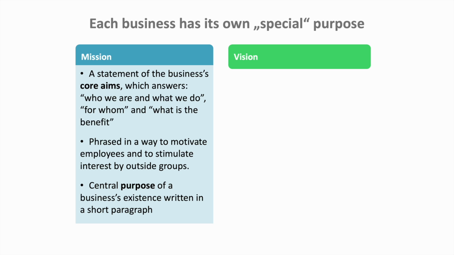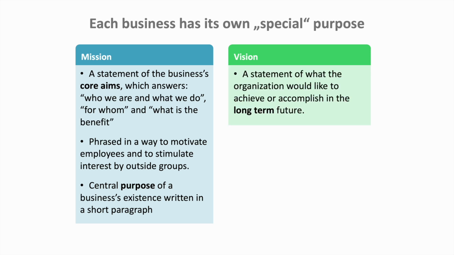A mission statement is going to be phrased in a way to motivate employees and to stimulate interest by outside groups. And it's going to tell us what is the central purpose of a business's existence, written in a short paragraph. A vision statement, on the other hand, is a statement of what the organization would like to achieve or accomplish in the long-term future. And as you can see, both of these are not concerned with specific or quantifiable goals. They're meant to be quite general.